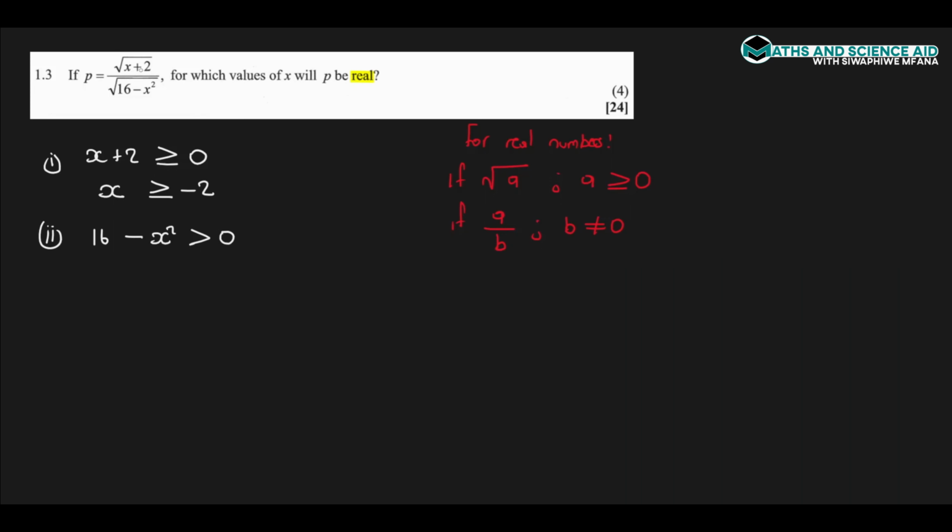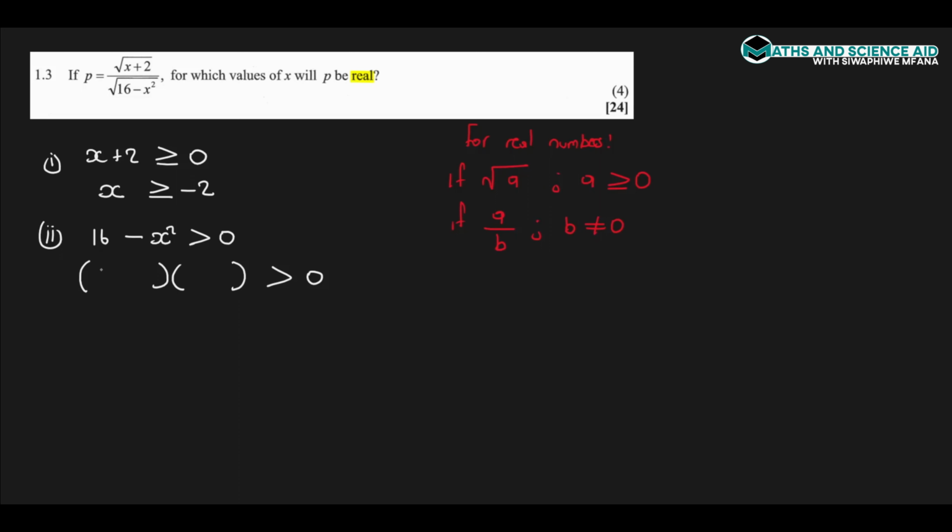So unlike with the numerator, 16 minus x squared must only be greater than 0. It cannot be equal to 0. So we need to solve for this inequality. We have a difference of two squares, so we can factorize this.